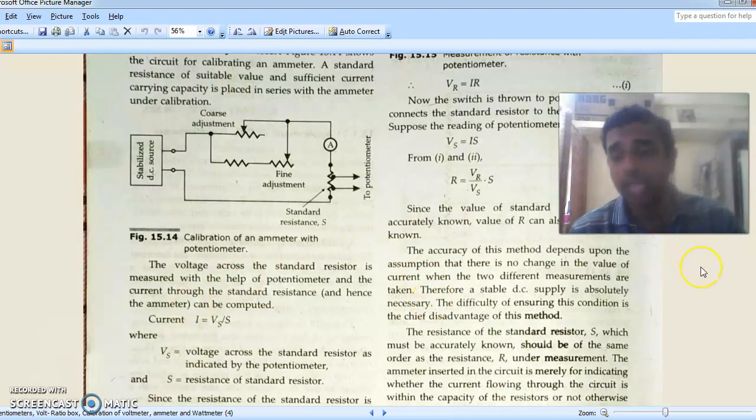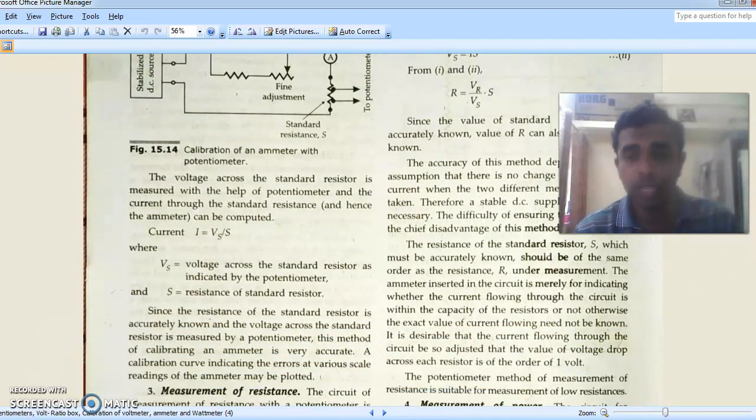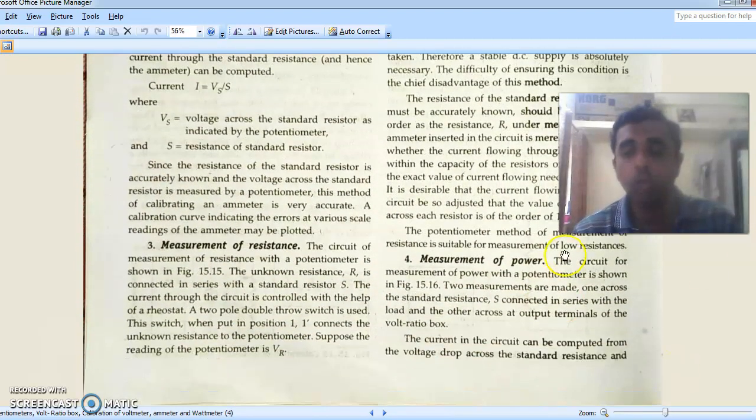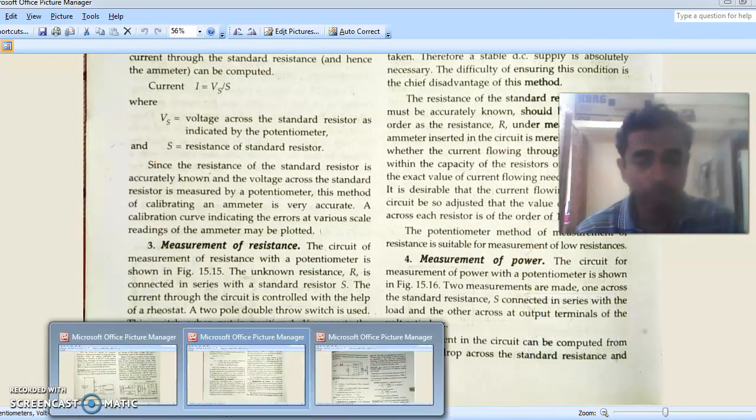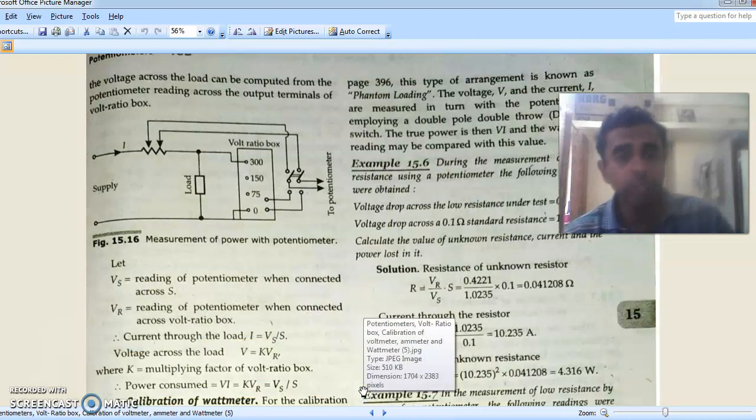And the last application. We have seen two applications, voltage and current. If we can calibrate a voltmeter and an ammeter, then certainly you can calibrate a wattmeter. But before going to the wattmeter, we will see how power is measured using a potentiometer. So we have a figure. This is the figure.